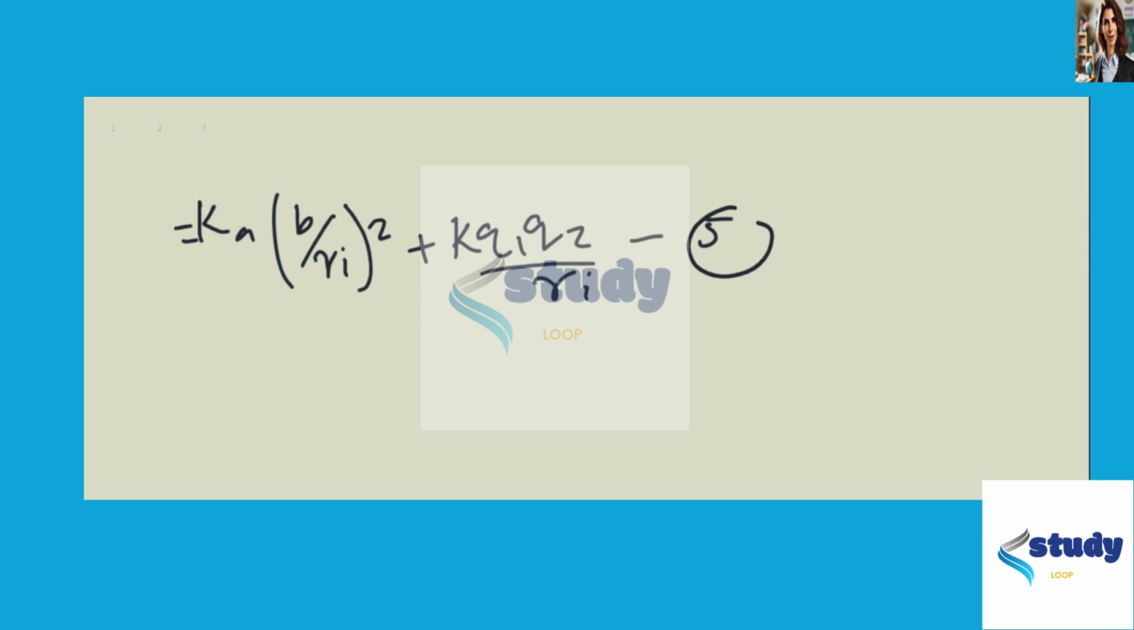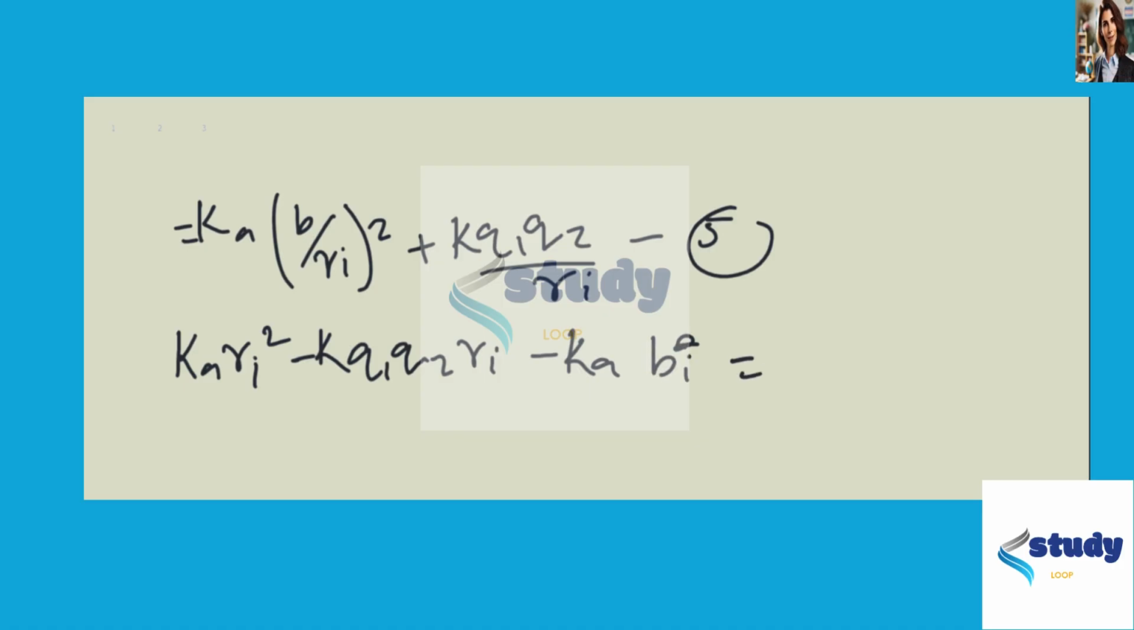Substitute in equation number 5 to get the quadratic equation for ri. So Ka ri squared minus k q1 q2 ri minus Ka bi squared is equal to 0. We call this equation number 6.